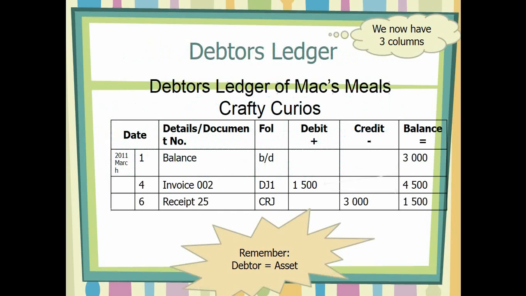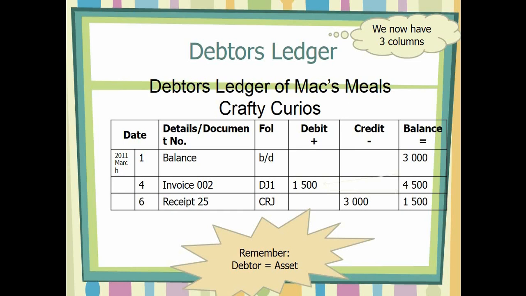This is what a debtor's ledger looks like. It only has 3 columns: a debit, a credit, and a balance. I always like to write a plus under debit, a minus under credit, and an equal in the balance column. The reason is, remember, debtors are assets. Assets go up on the debit side and down on the credit side.